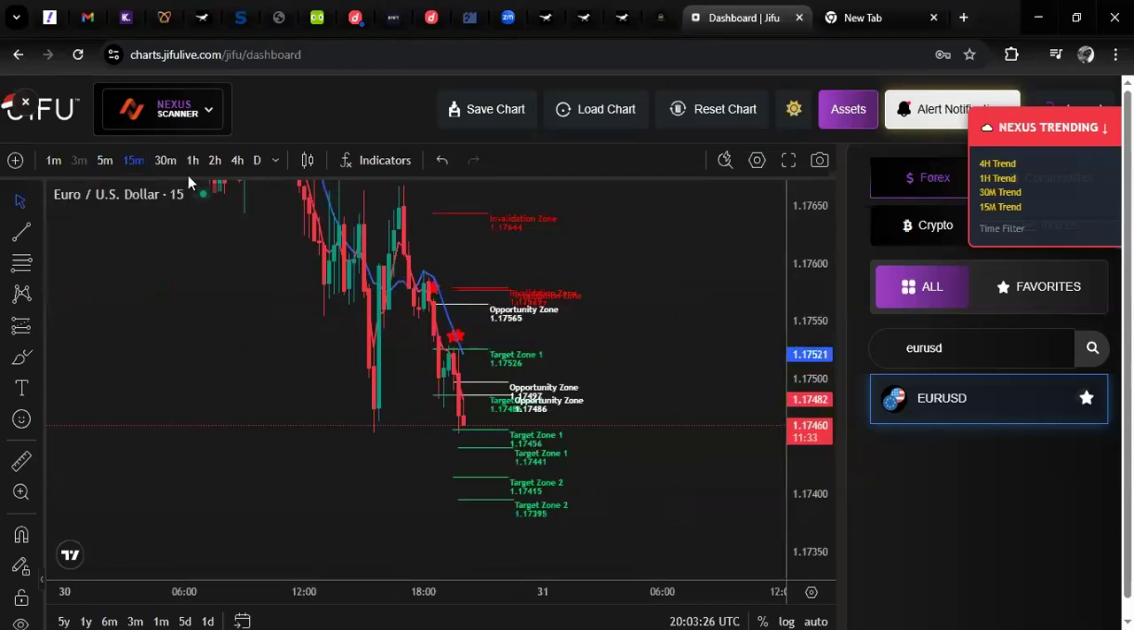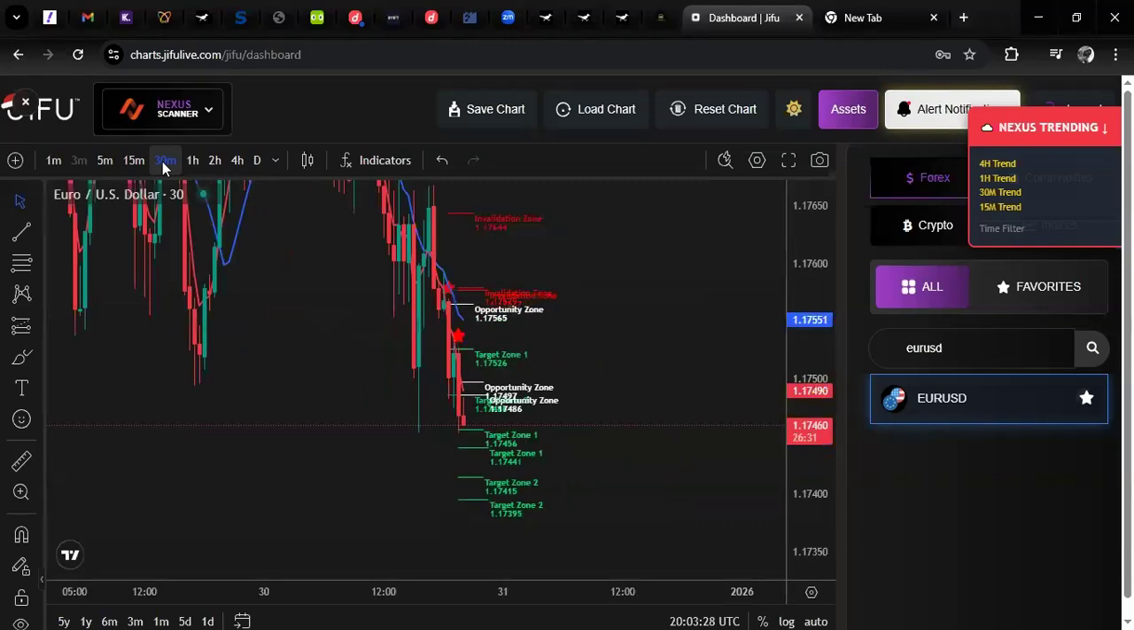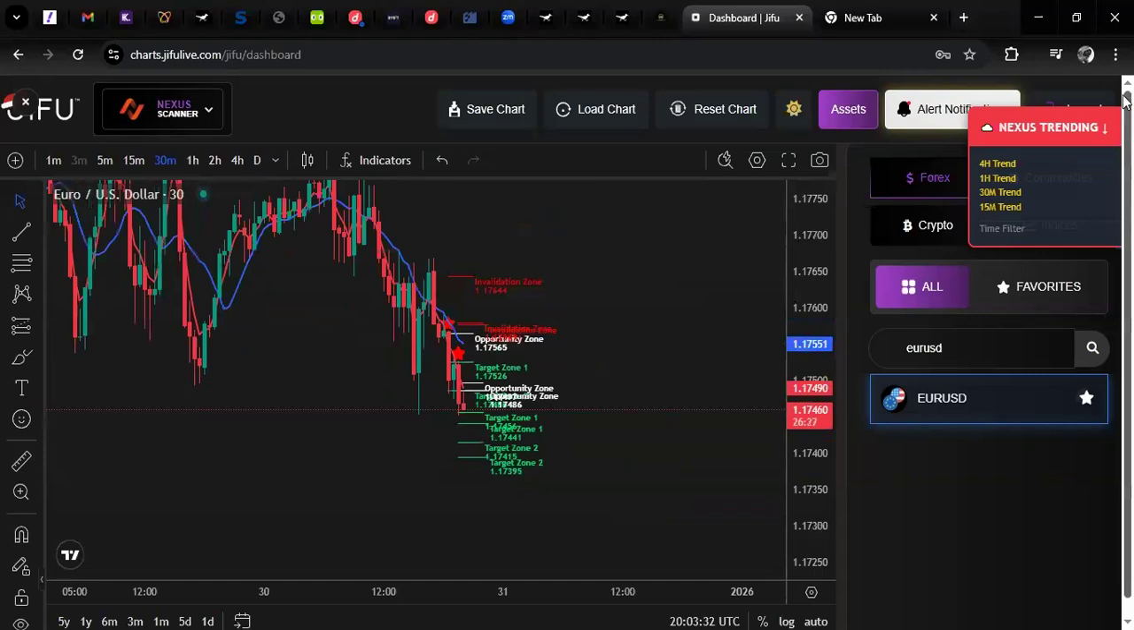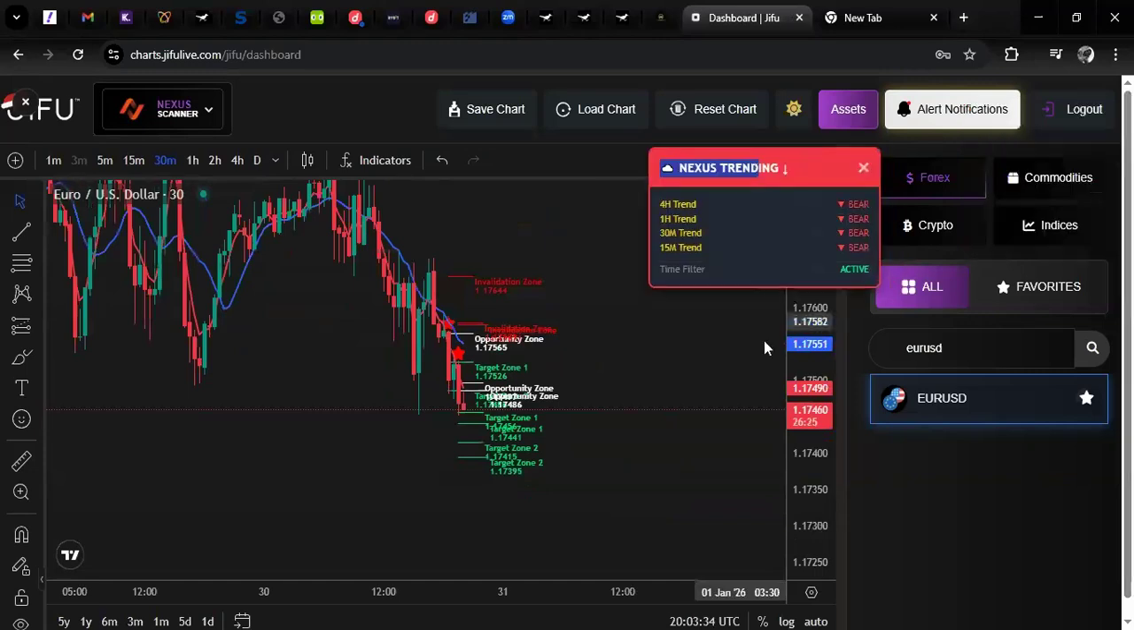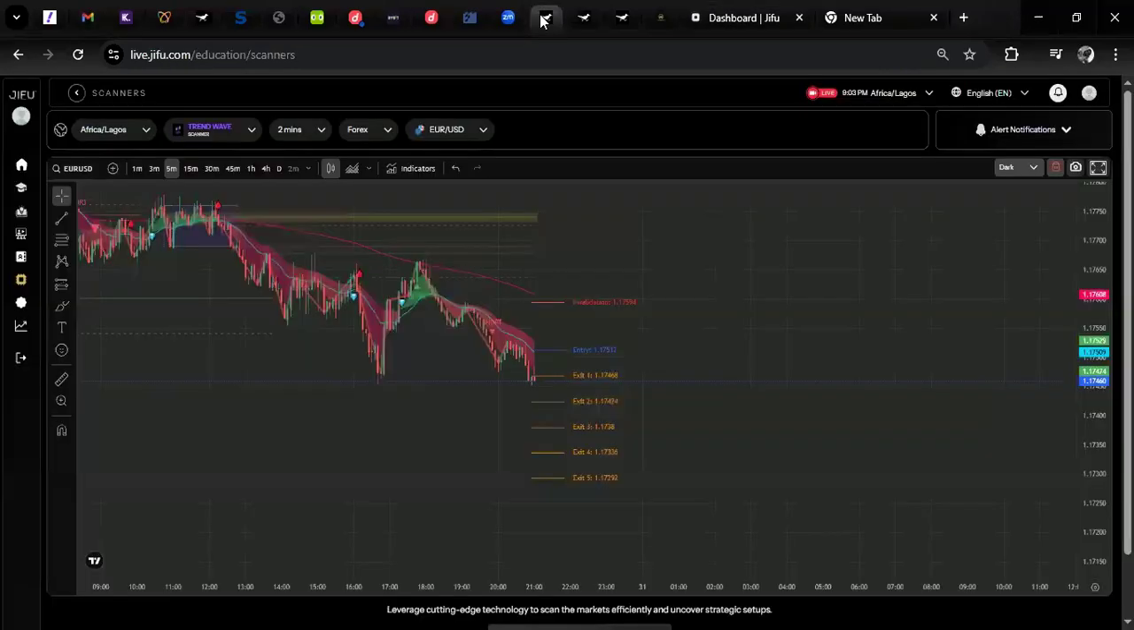So that's one amazing thing about the new scanner. Very, very amazing stuff, guys. I promise you, it is really, really amazing. All you have to do is make sure that it is aligning. Don't forget that trend with directional bias is giving us all sell, right? 5 minutes giving us a sell, 15 minutes a sell, 30 minutes a sell, including 1 hour giving us a sell, all right?